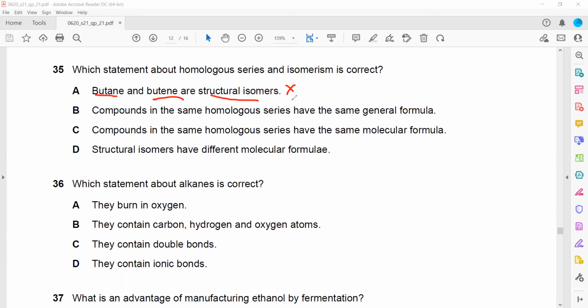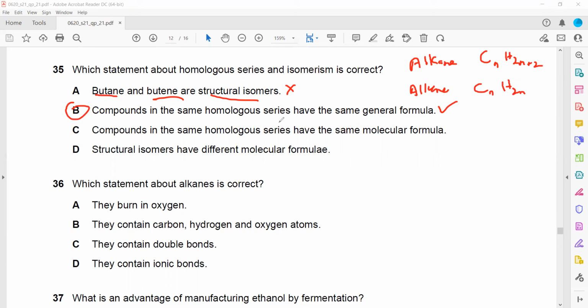Compounds in the same homologous series have the same general formula. That's true. For example, alkane is one homologous series, so all the members of alkane we can find by using the general formula CnH2n+2. Alkenes, we can find them by using the formula CnH2n. So B is the right answer.